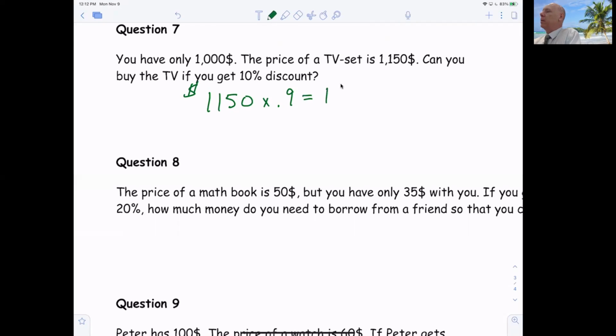Anybody else get that? So can you buy the TV? No, you cannot buy it. Well, that's because that got you a discount of $115, and you already know $115 is not enough. But I definitely need you to understand that if you get a 10% discount, you're only paying 90%. It's the same.